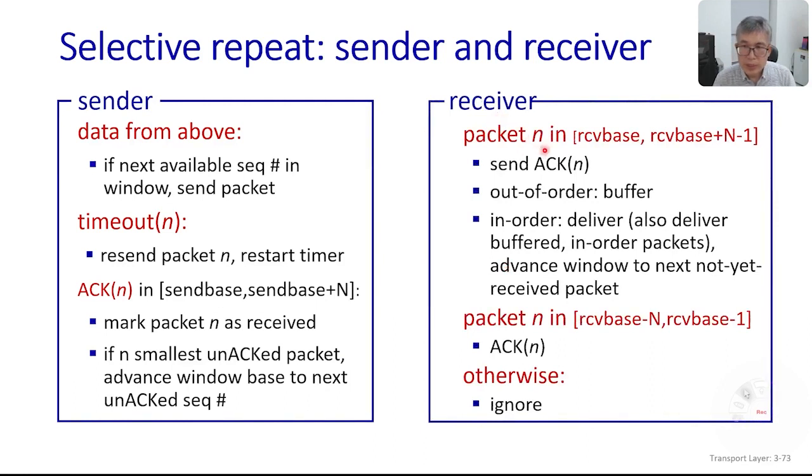Receiver case: packet N in the receiver base to receiver base plus N minus one, okay? This is the case of the window size N. So acknowledge packet N. In the out of order case, the packet is buffered in the receiver, and in the in-order case, deliver it. Also deliver the buffered in-order packets together, and advance the window to the next not yet received packet, okay?